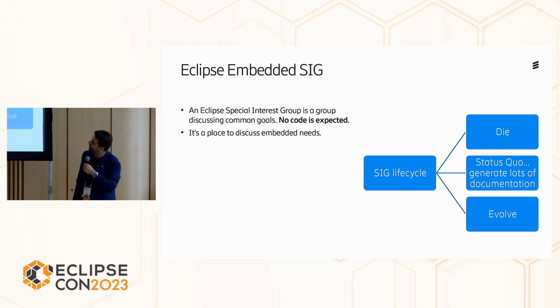Next up, the embedded SIG. So what is a special interest group? Well, it's a group where people have an interest that's special, obviously. But with Eclipse, they have a proper terminology where they say that this is a place where you discuss specifications and documentation and no code. So we were discussing embedded needs, and embedded needs code.